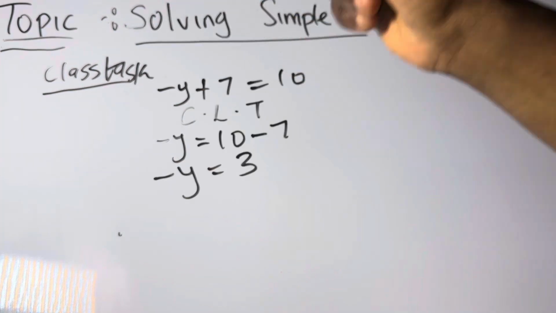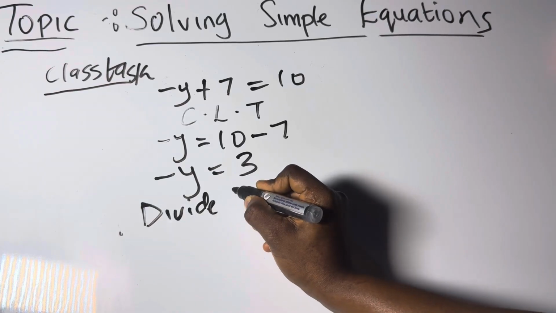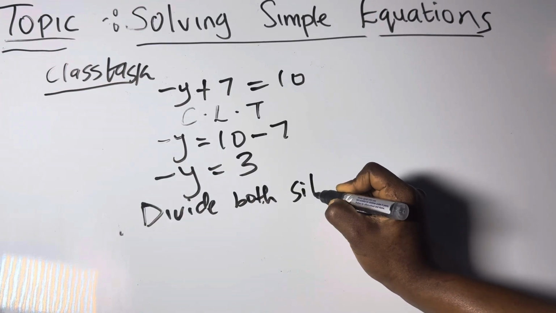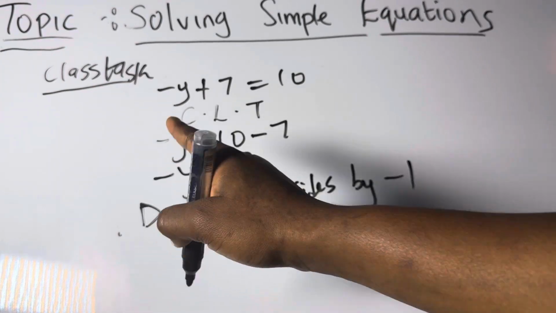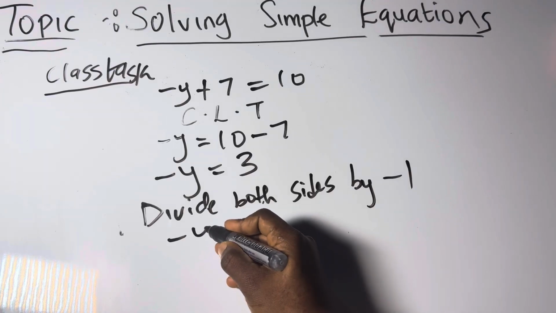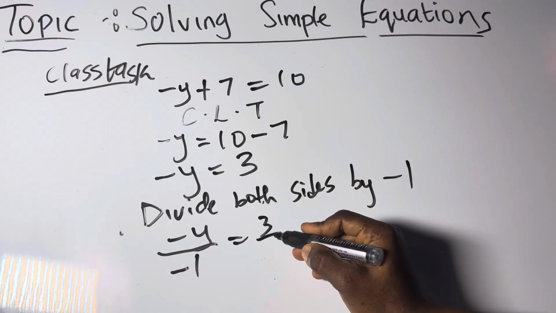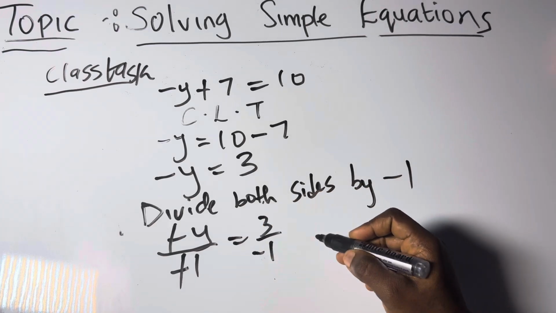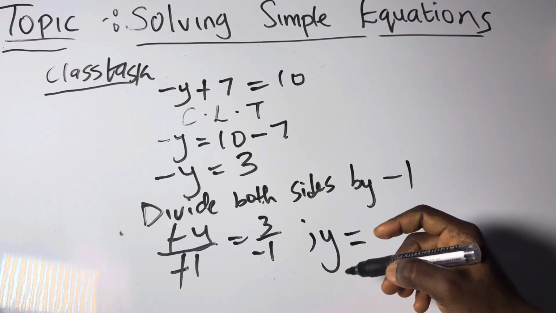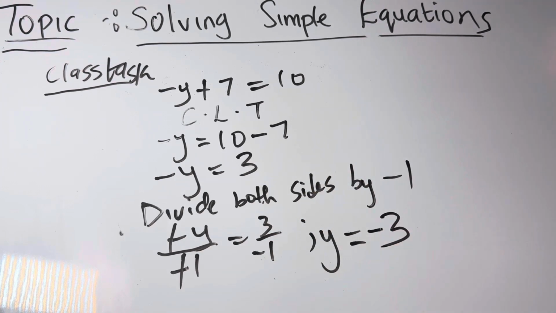So now to get the y, we divide both sides by a negative 1 because the coefficient of this y is 1. So now we have minus y divided by minus 1 equals 3 divided by minus 1. This cancels this. Now y equals 3 divided by minus 1, which will give us a minus 3. Do you understand?